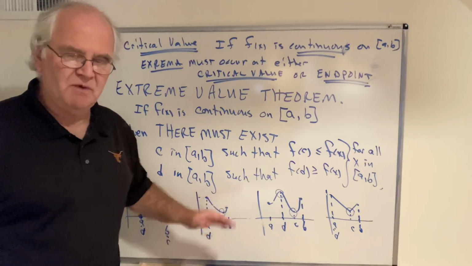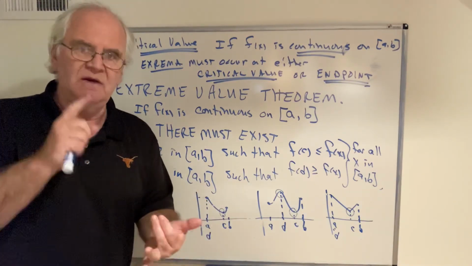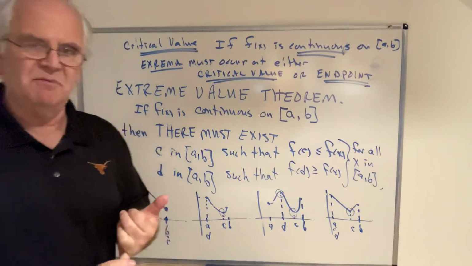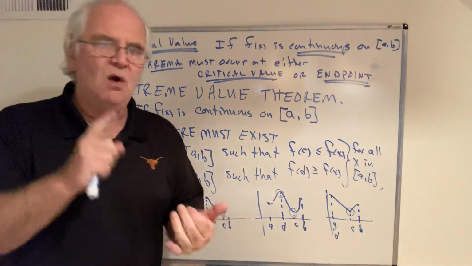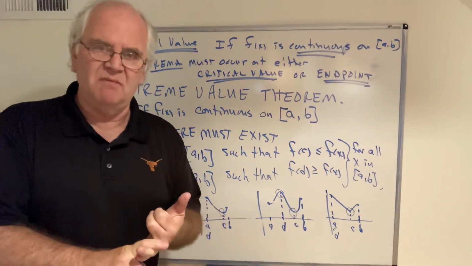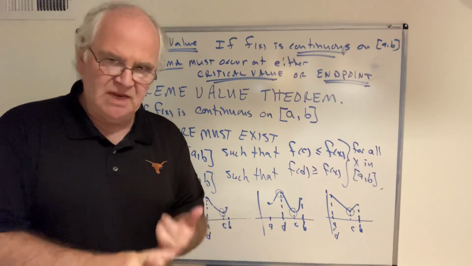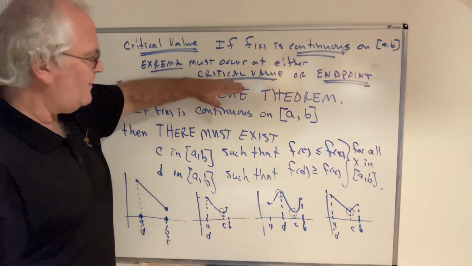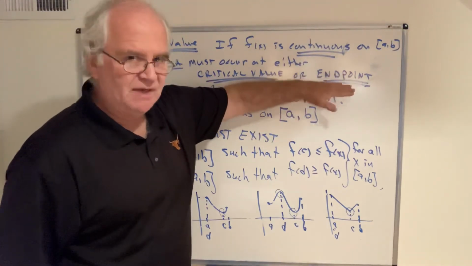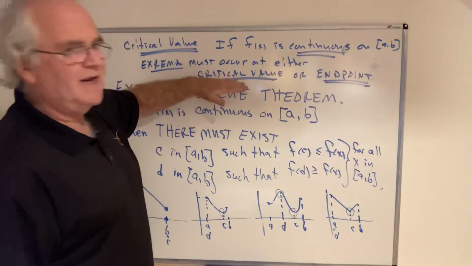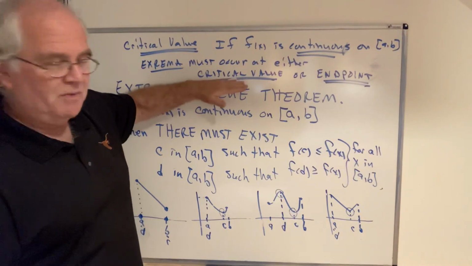What we're going to be doing is searching to find the extrema. We need to find the maximum. We need to find the minimum. Where does the maximum occur? Where does the minimum occur? What is the maximum value? What is the minimum value? We need to find them. And the search begins with the critical values and the endpoints. We specify the endpoints and we identify the critical values. More on that in a moment.